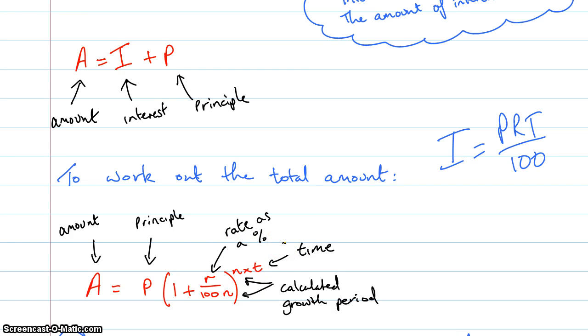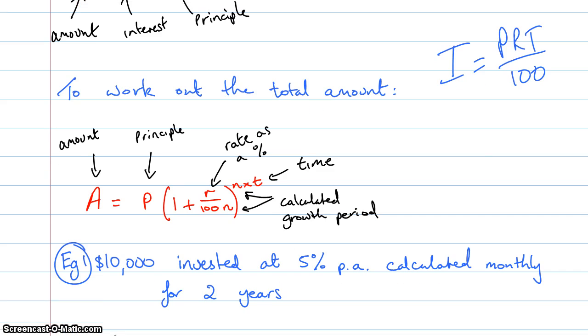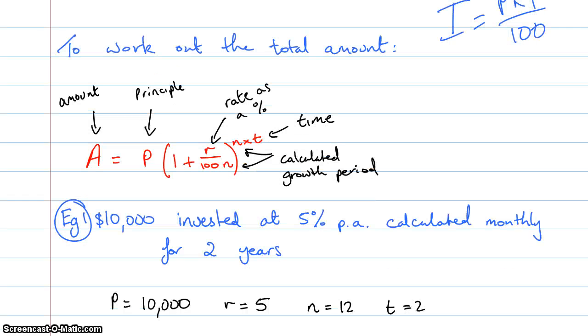Okay, let me show you an example of this question. Imagine I've got $10,000 invested at 5% per annum, calculated monthly, for 2 years. So this one is compound interest. And so what we have, I have to write down all of these things here, because otherwise I don't know what I'm actually looking for. Because sometimes I'm looking for A or P or R or N or T, but in this case, I'm looking for A. I want to know how much I've got at the end of 2 years.